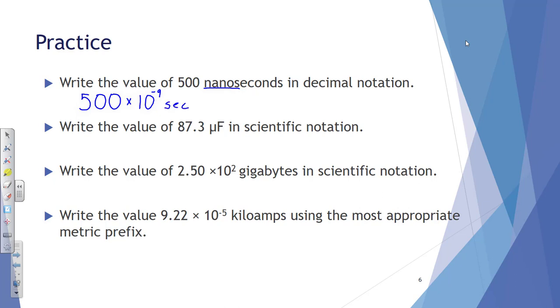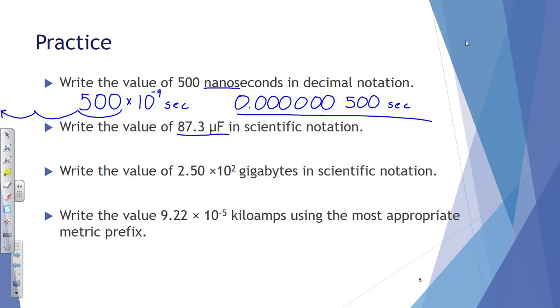We're asked to put that in decimal notation here, so that's a 9 decimal place move, and this is a very small number. So we're going to write 0.000000500. That shows our decimal moving 9 places to the left. And we have 0.000000500 seconds.